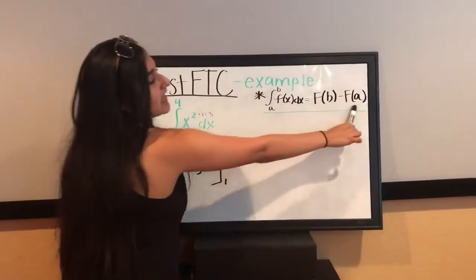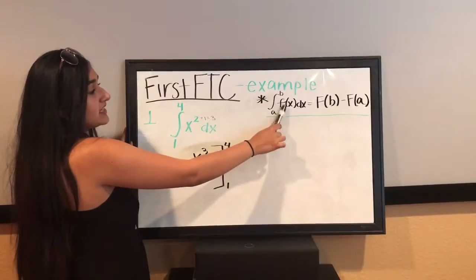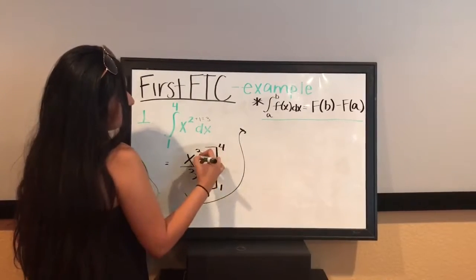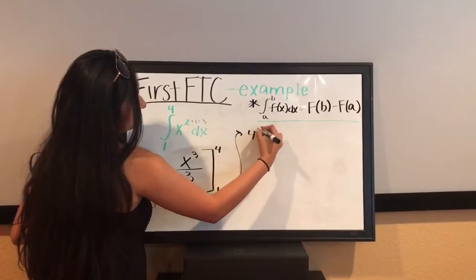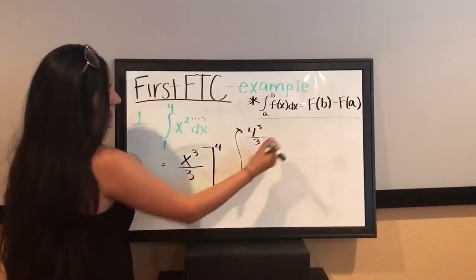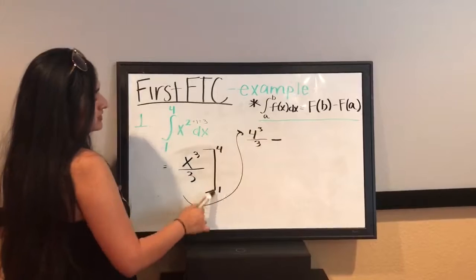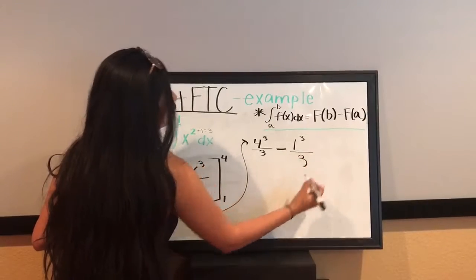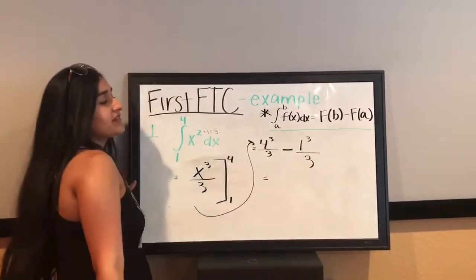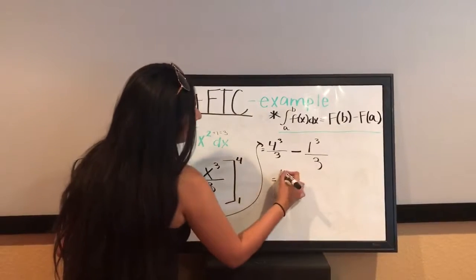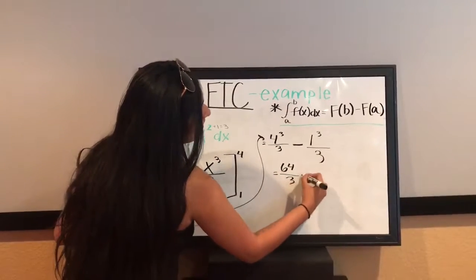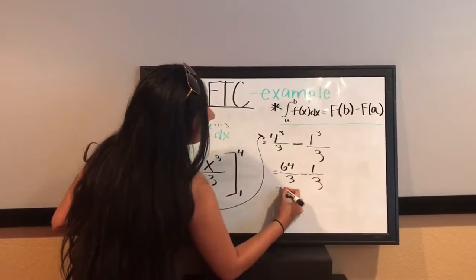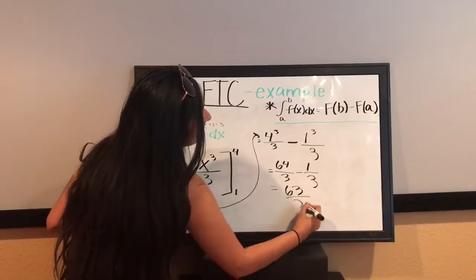Now, remembering this, that f of b minus f of a equals the integral solved, we're going to want to do that. So substitute 4 in, and you'll get 4 to the third over 3 minus f of a, which is plugging in 1, so you get 1 to the third over 3. Then solving that, 4 to the third power is 64. So 64 over 3 minus 1 cubed, which is 1. And you do 1 over 3, and you'll get 63 over 3.